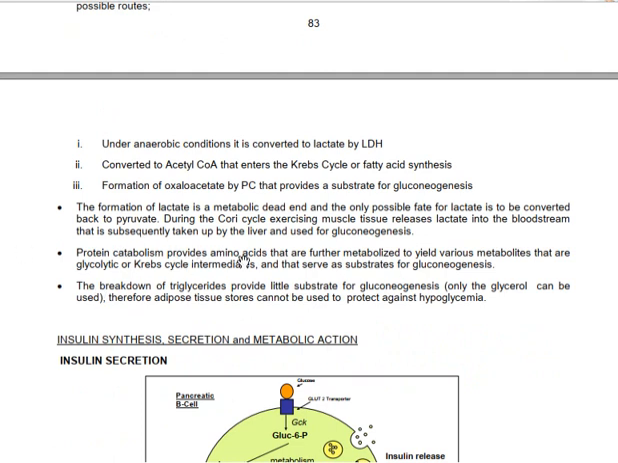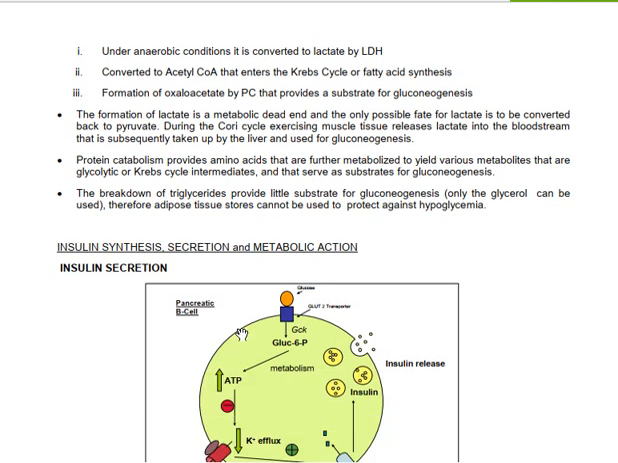Now, protein catabolism provides amino acids. You also need to know that these amino acids are further metabolized to yield the various metabolites that enter the glycolytic pathway and the Krebs cycle. Is it clear? So amino acids can also come from proteins and help in the Krebs cycle.